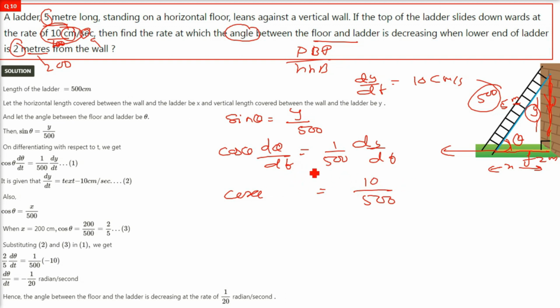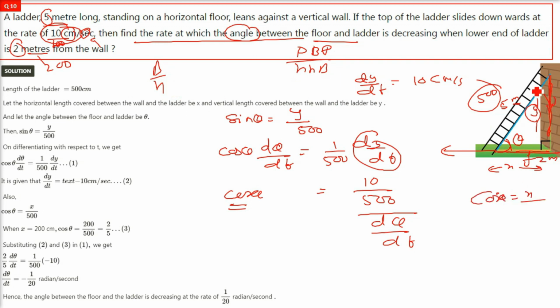We need to have cos theta also. So cos theta is what? It is base upon hypotenuse. But again, base is given to us. See, this is how we are going to do it. Cos theta is base upon hypotenuse. Again, Pandit Badri Prasad Har Bol. Base is already given in the question, which is 2 meters, and we will use 200 because we have converted everything into centimeters. So 200 divided by 500 is your cos theta. So rather than using cos theta, you can just replace it by 200 by 500.